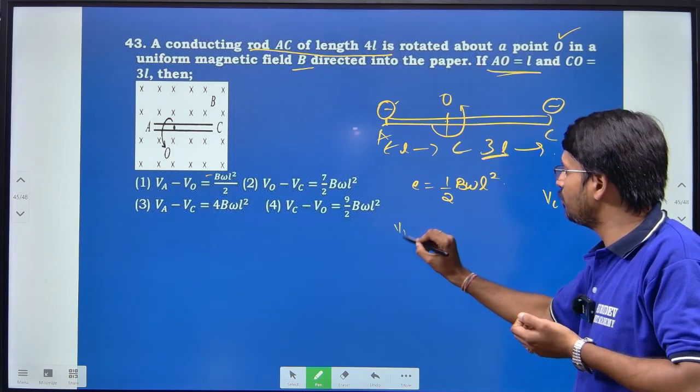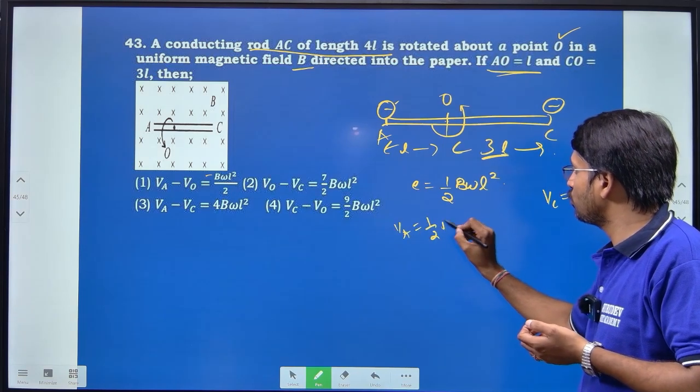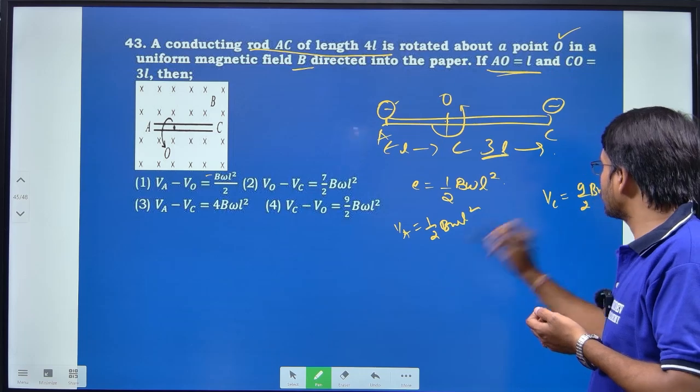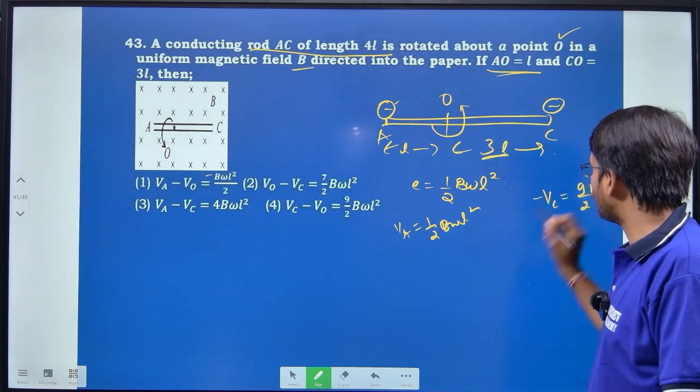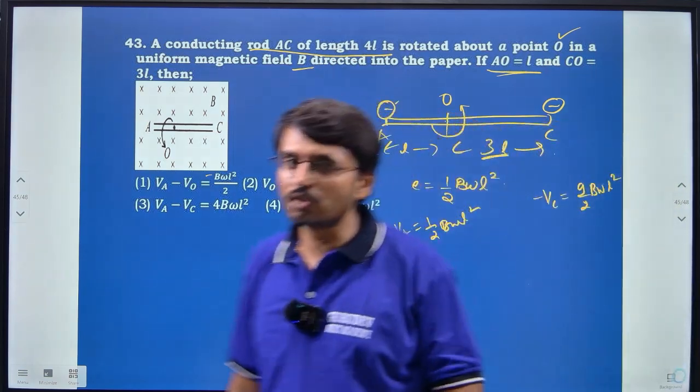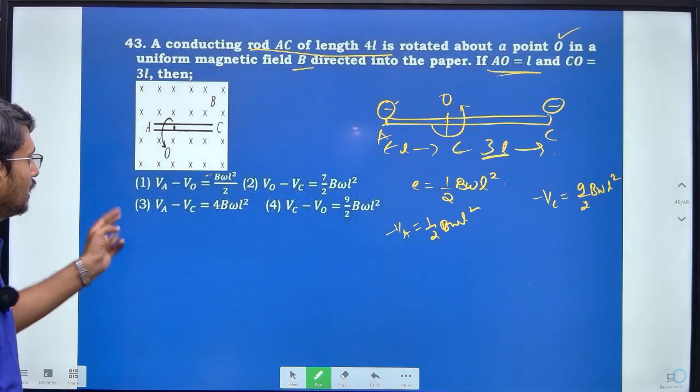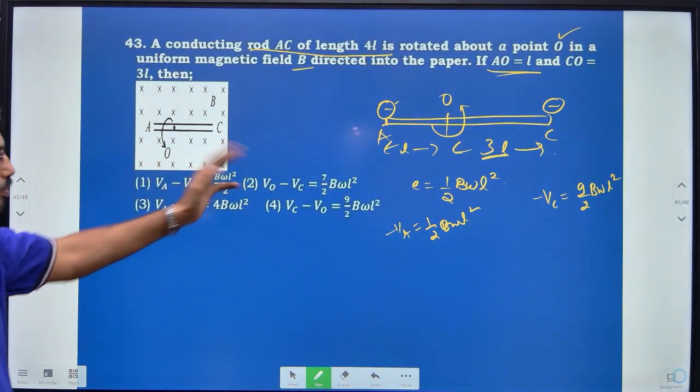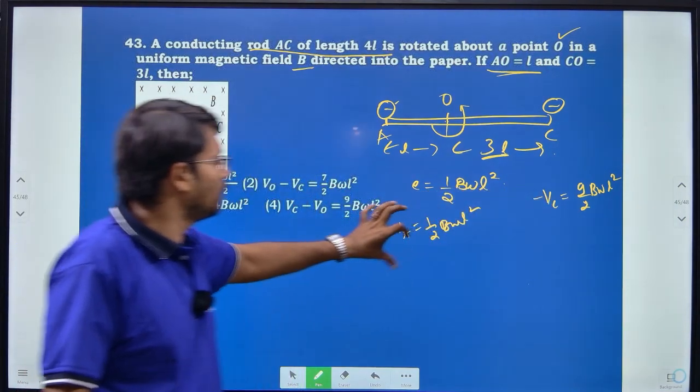Okay, VA will be 1 by 2 b omega L square. What is the difference between them? Both will be negative. When you take the difference, that is VA minus VC. So minus of minus becomes a plus here, and this will be negative.